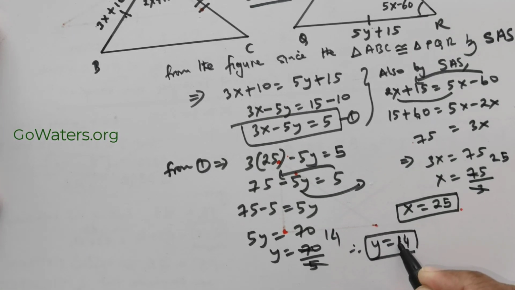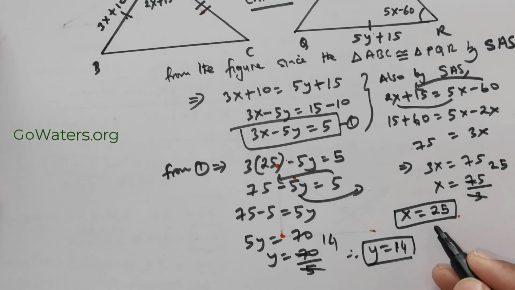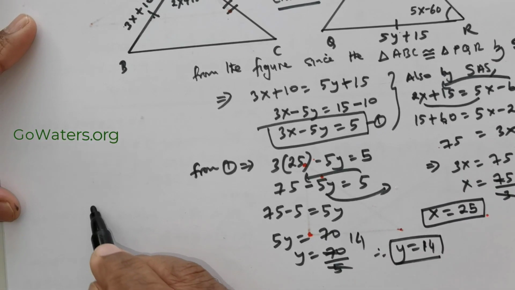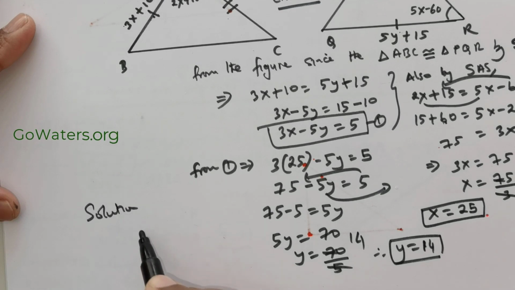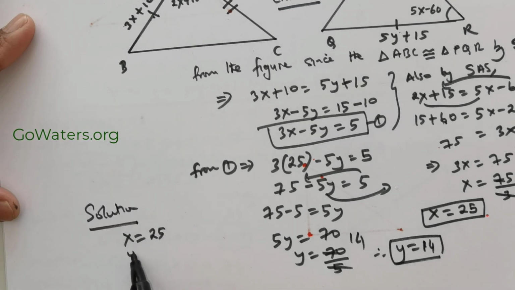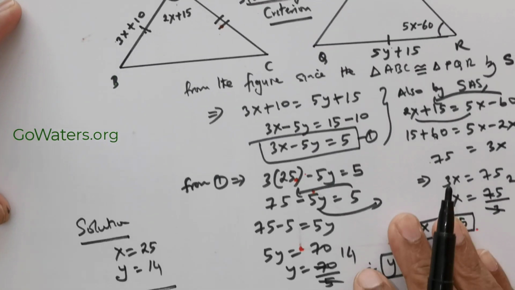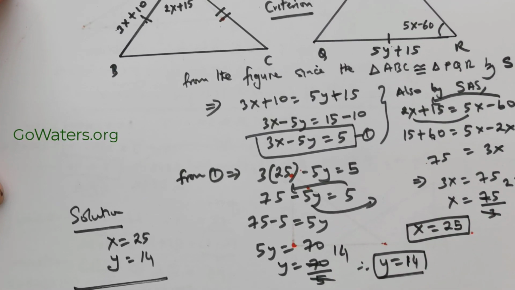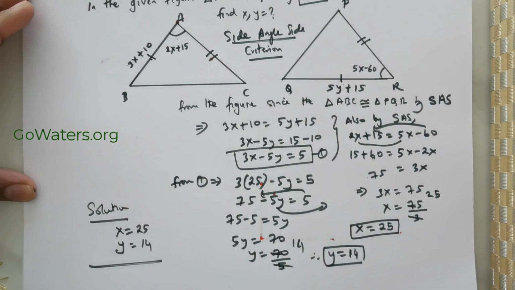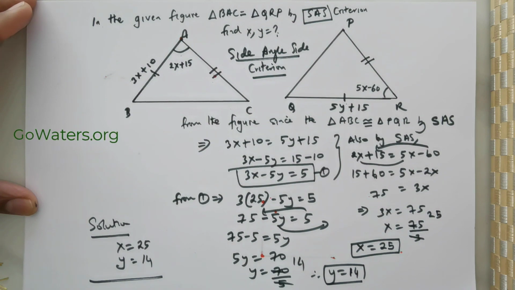Now they are asking us to just find the value of x and y. So probably you can rewrite here: solution, x is equal to 25 and y is equal to 14. That's it. You don't have to do anything else because this is the requirement for this question. So that is the end of this particular question, students. We'll move on to the next one.